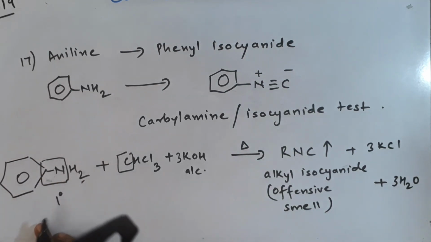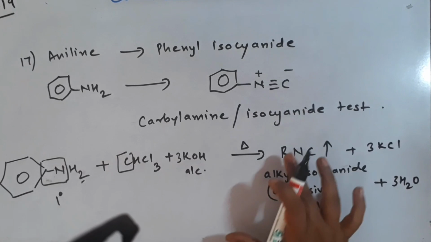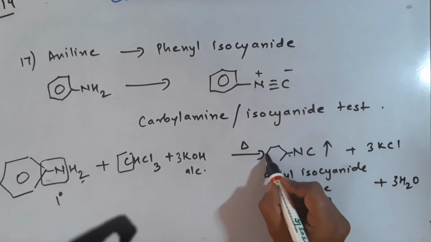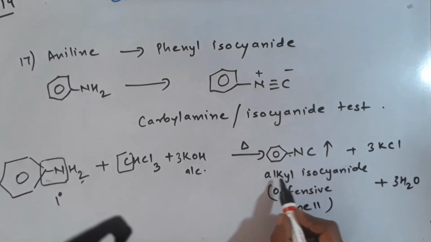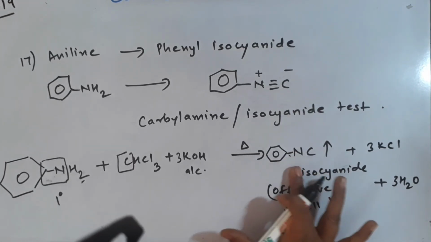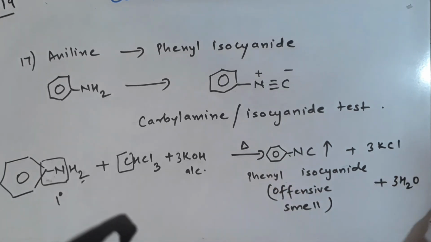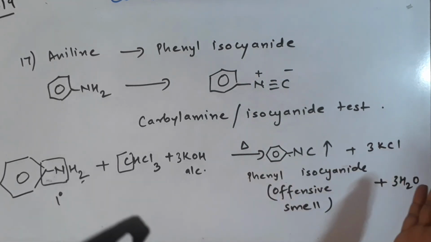So this is my aniline which I have drawn, and the same thing you will do. And here you will get phenyl isocyanide. So you just have to draw the ring over here. Instead of alkyl, it will be called phenyl isocyanide, plus 3 KCl plus 3 water. So this is the last reaction, and go on practicing all these reactions.